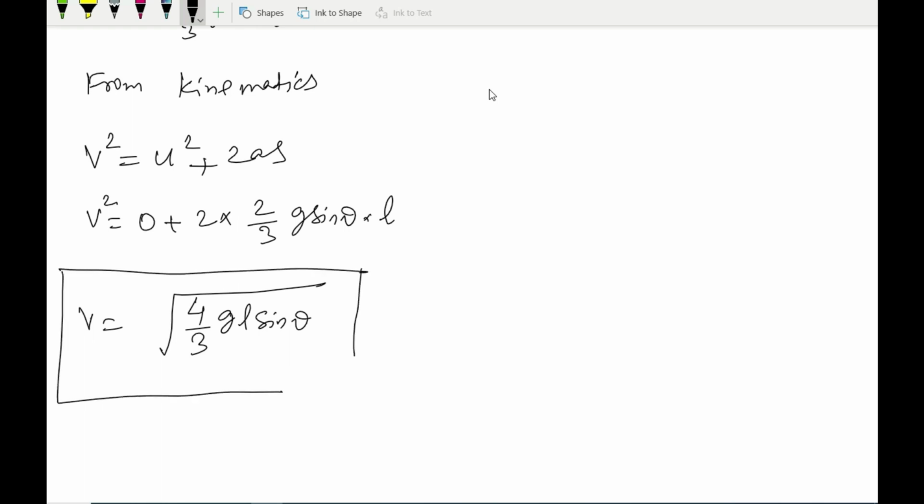And if you can see in the last video, part 1, the same velocity we had got using the principle of conservation of energy also. So both velocities are the same, right? Because we applied two different principles, but we applied them correctly, so your result will always be correct.